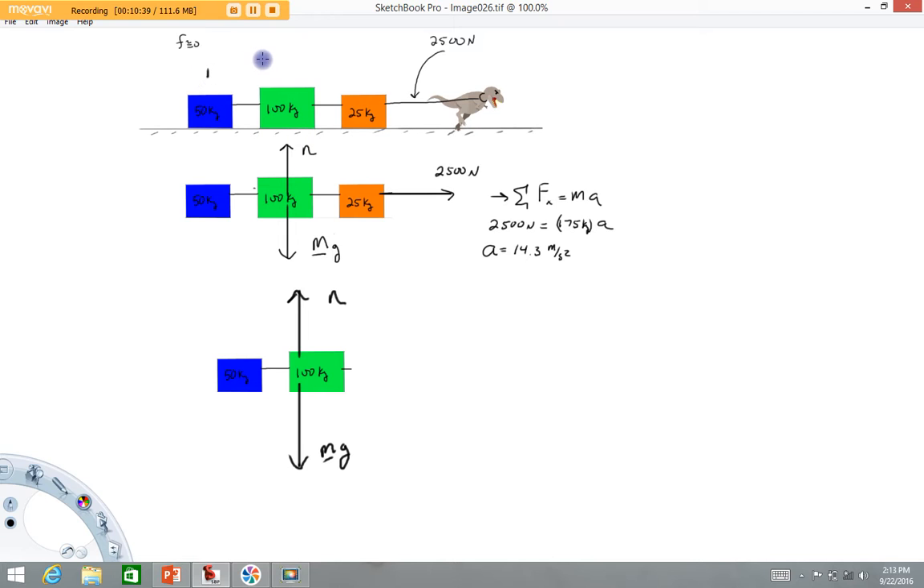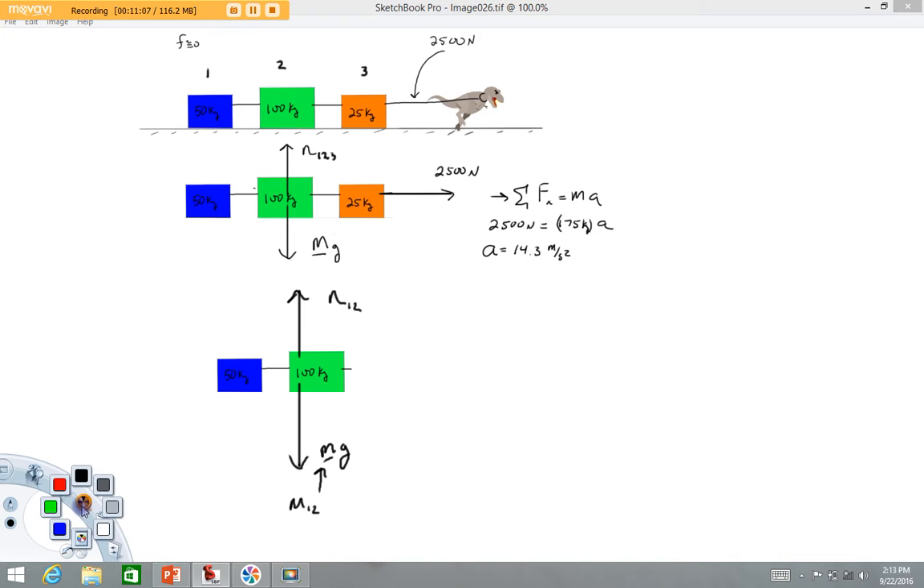I'm going to go ahead and call this 1, this 2, this 3. This normal in this equation, I'm going to put a 1, 2, 3 there, for it was the normal on all of them put together. This is the normal just up on box 1 combined with box 2. So normal 1, 2. Same thing with this mass. I'll call this mass 1, 2. Mass of the 50 kilogram object with a 100 kilogram object.